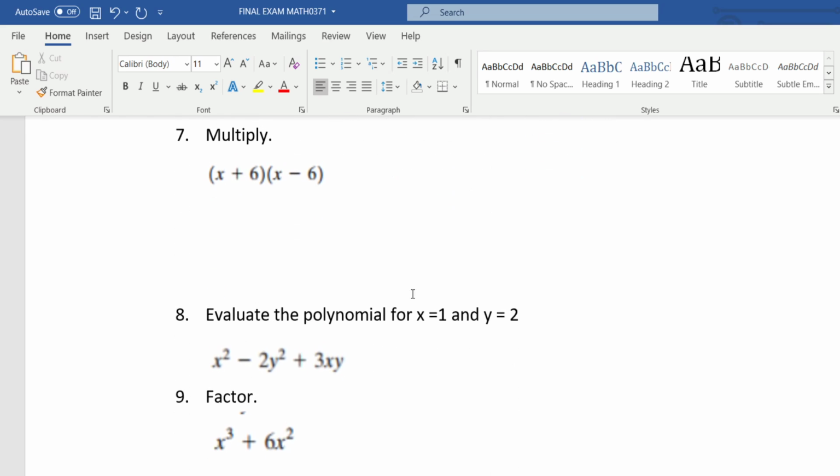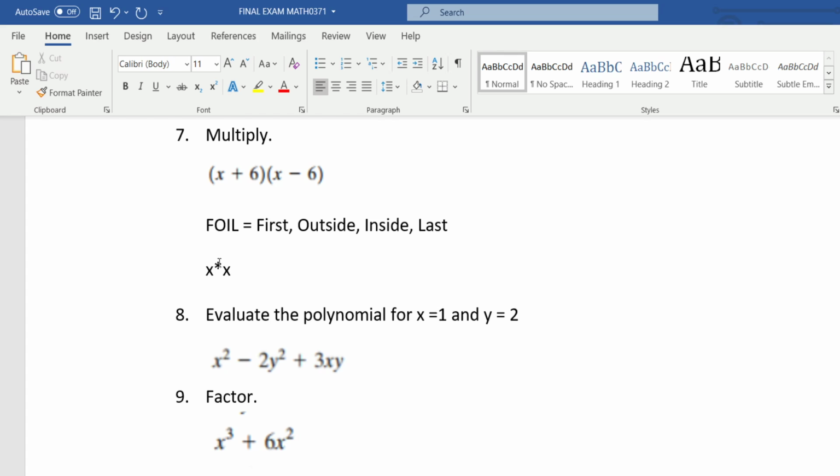Number 7 says multiply. So remember, if you have two binomials next to each other like this, you can use the FOIL method to multiply them out. So remember, FOIL is first, outside, inside, last. That just tells you the order in which to multiply these to get the answer. The first refers to the first term in each parentheses. So x is the first here, and x is the first here. So we're going to do x times x.